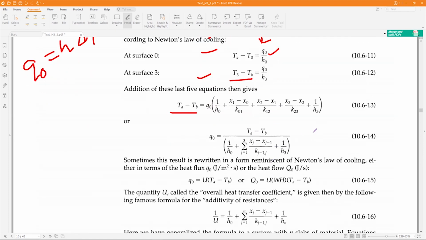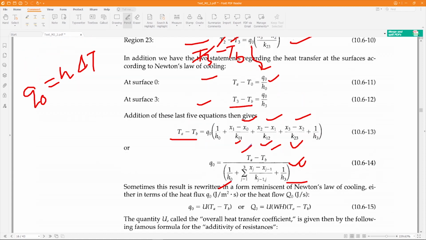So this is the heat flux. Okay, so heat flux is constant. And what is the value? This value. Ta was given, Tb was given, h0 is given, h3 was given, and you know the thermal conductivity of substance 1, substance 2, substance 3. So everything is known and the thickness is also known. So we can easily find this heat flux. Okay, so this is how you find the heat flux profile.